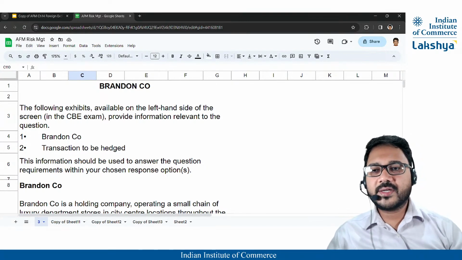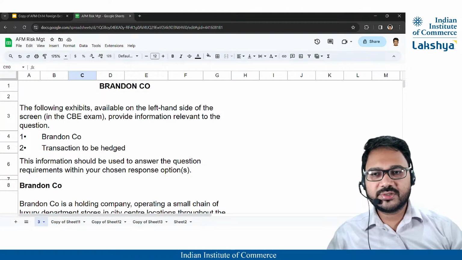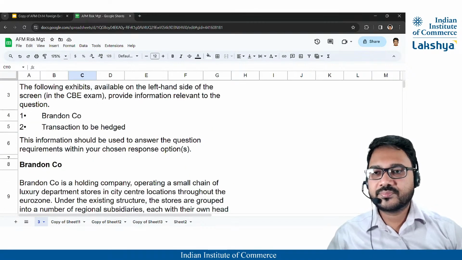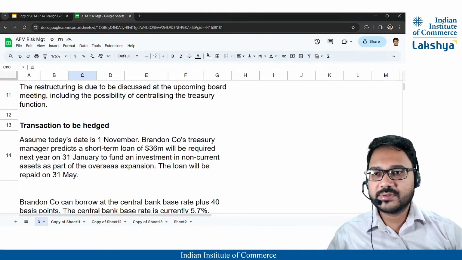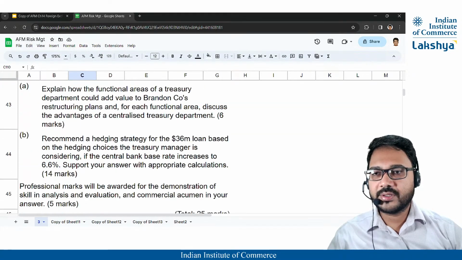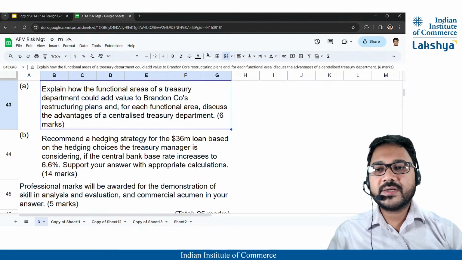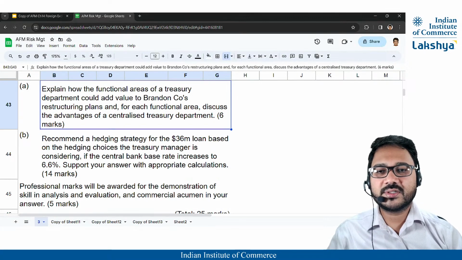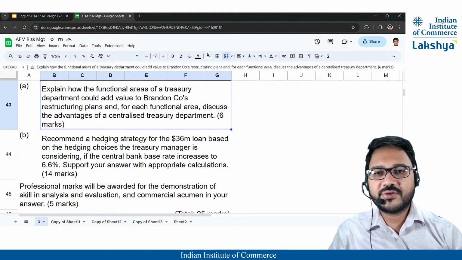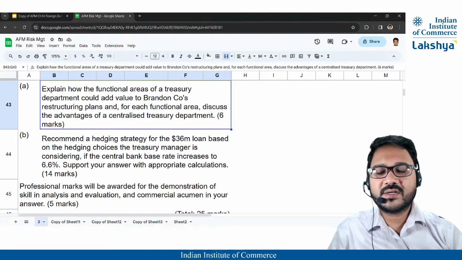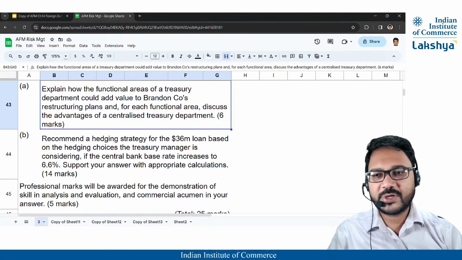All right. So, brand and company. The following exhibit is available on the left hand side of the screen. Again, your typical instructions. Now the requirements. Explain how the functional area of the Treasury Department could add value to brand and company's restructuring plans, and for each functional area, discuss the advantage of a centralized Treasury Department. So majorly it's a theory question based on advantages of centralized Treasury Department, but in relation to certain functional areas that we'll find out when we read the entire question.